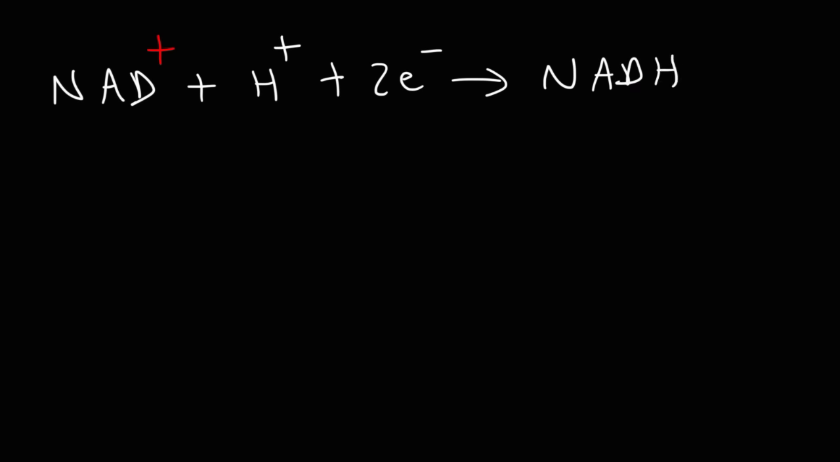Number seven, which of the following is not a product of pyruvate oxidation? So during pyruvate oxidation, pyruvate is converted to acetyl coenzyme A. Now I'm going to draw the structure. So this is pyruvate, and here is acetyl coenzyme A. So notice that we went from three carbons to two carbons. This indicates decarboxylation. So we lose CO2, which means carbon dioxide is a product of pyruvate oxidation.